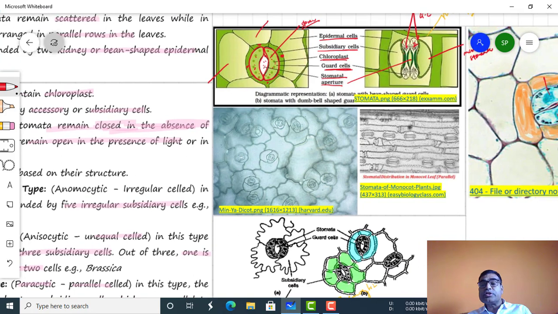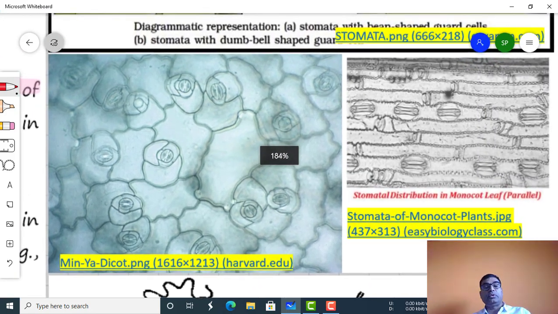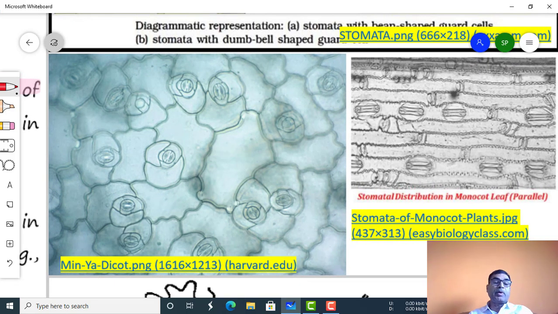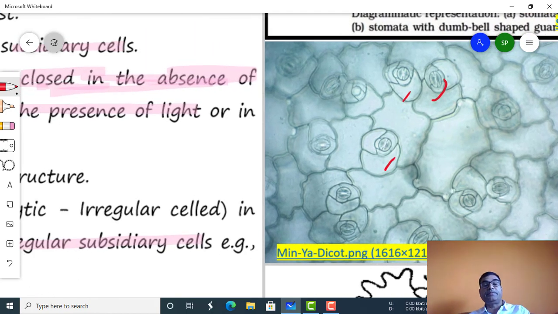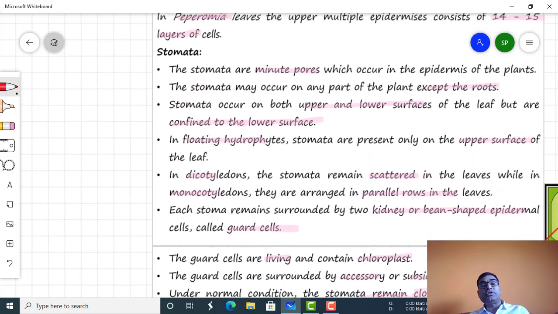Before going, just see one more figure, actually a photograph of the stomata of the epidermal peeling. Such stomata are usually observed in the epidermal peeling. This is the stomatal distribution in a monocot leaf, which shows parallel venation, and such dumbbell shaped guard cells will be present, or graminaceous type of stomata will be present there. So we are dealing with the epidermis.